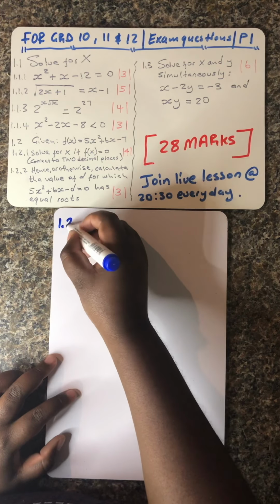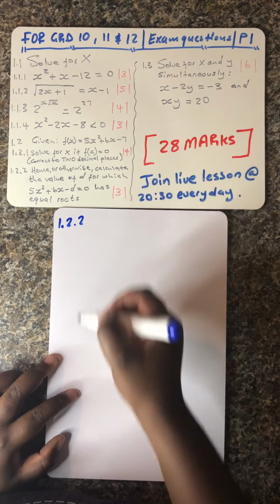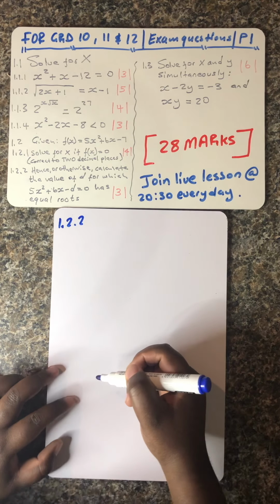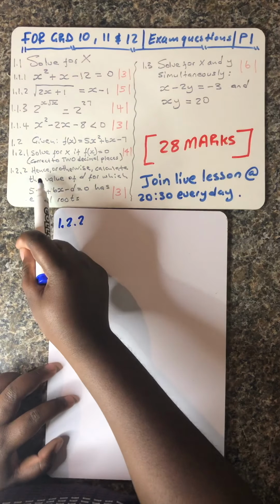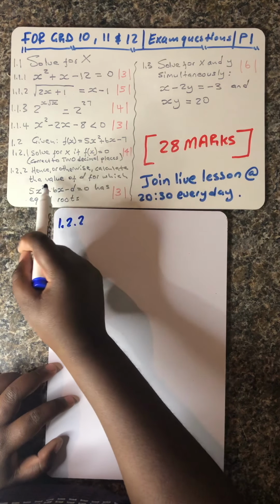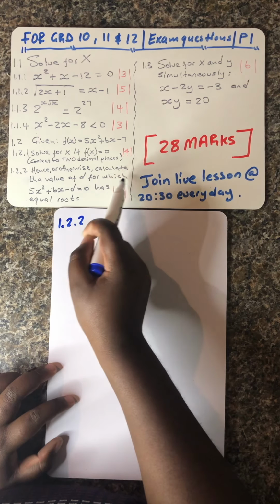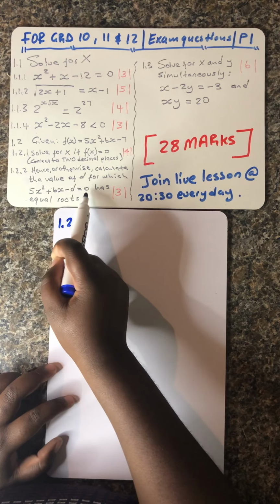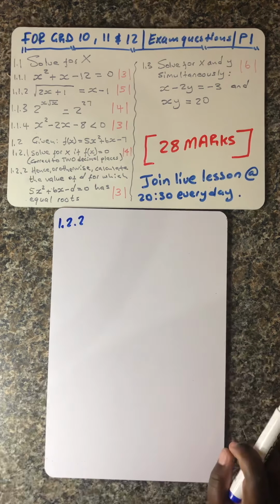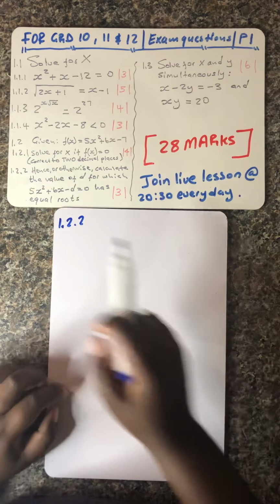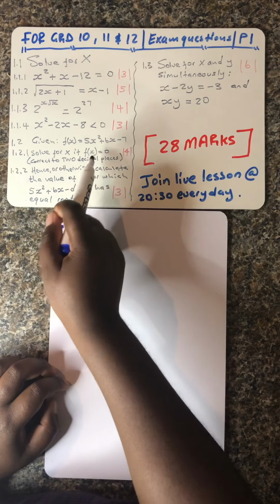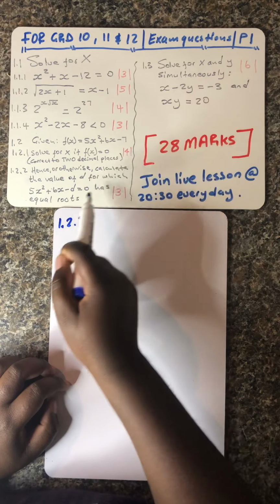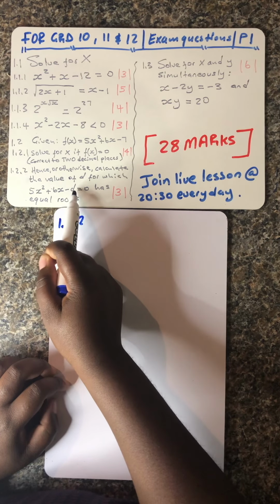So now we move to question 1.2.2. This question is allocated 3 marks. So it says, hence or otherwise, calculate the value of d for which the whole of this is equals to 0 has equal roots. So guys, there's a change from that formula. You can see we had negative 7 there, it's negative d.